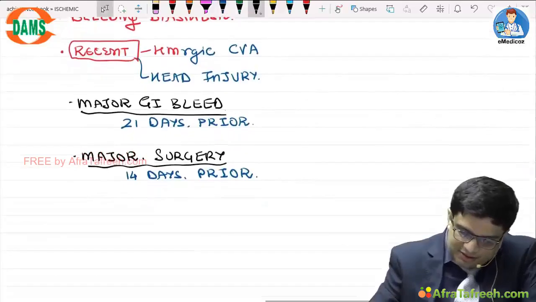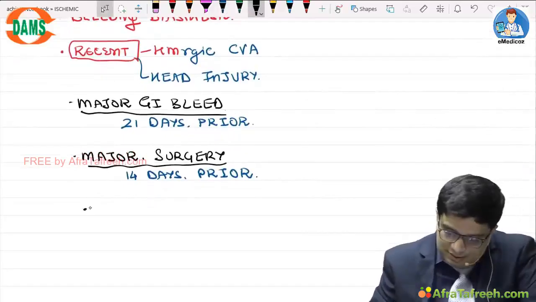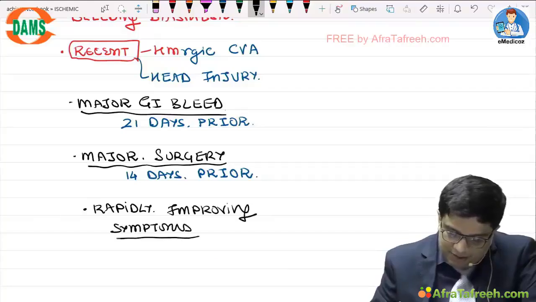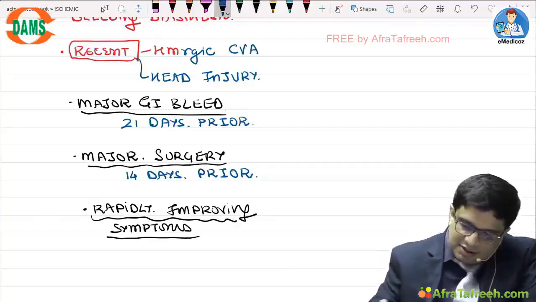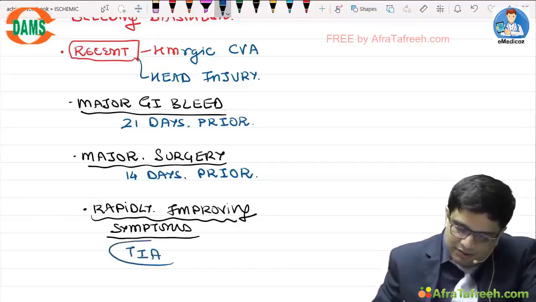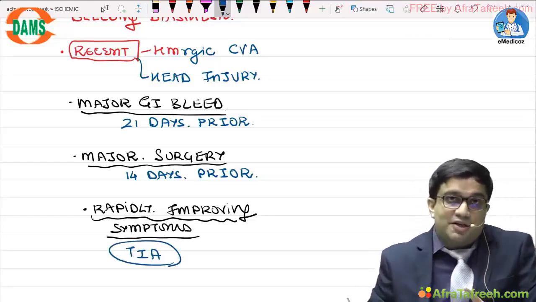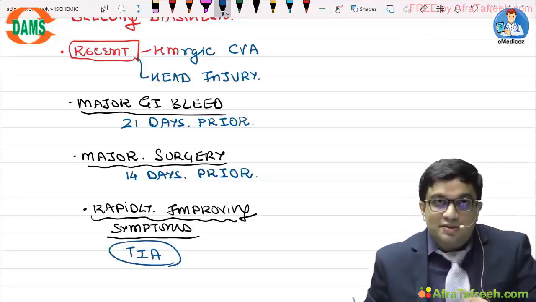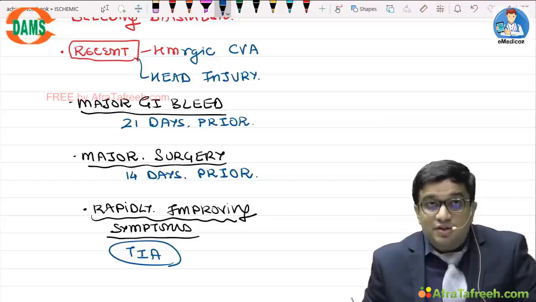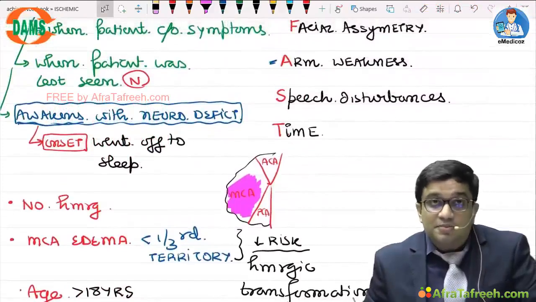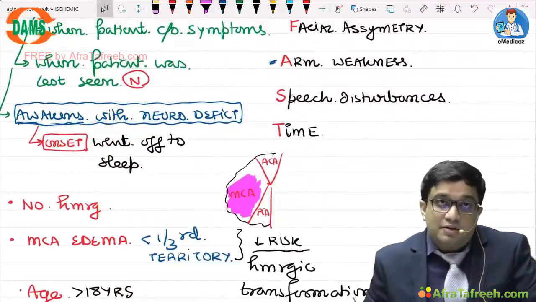Another thing, which Harrison has removed but we still consider, is the rapidly improving symptoms. Why? Because a patient who had hemiparesis and is totally becoming normal now is a case of TIA, and he may not show even infarction. On the MRI he might show some ischemic changes, that's it. So these are the contraindications that we need to look upon if at all we are giving recombinant TPA therapy, the indication and the contraindication part.